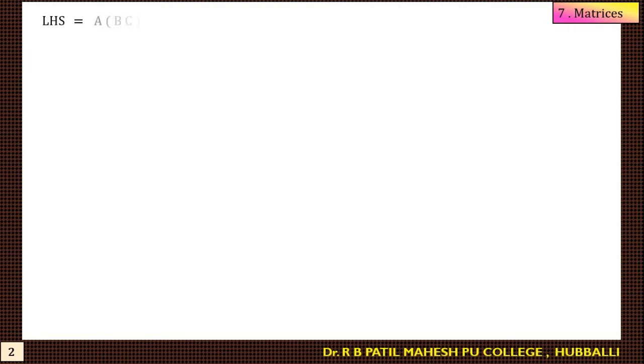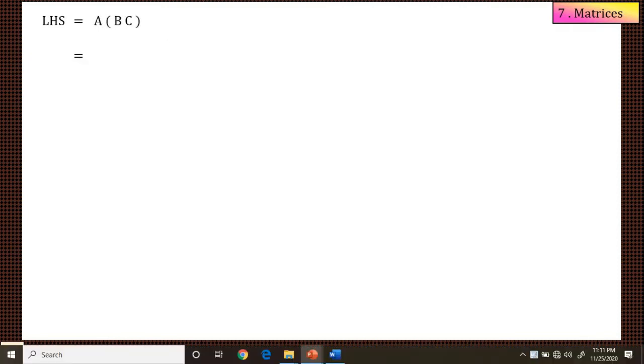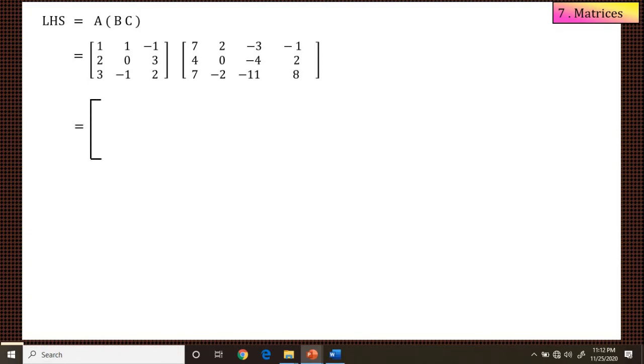So now let me take the LHS term, that is A(BC). That is equal to, substitute the A matrix and the BC matrix. Now you find the multiplication of these two matrices, following the definition of multiplication, that is row into column wise. So that is equal to first row elements into first column elements. We have to multiply and add, then you will get the value 4. Here it is operated directly and returns the value 4. In the same way, with the second column elements, if you operate, you will get 4.